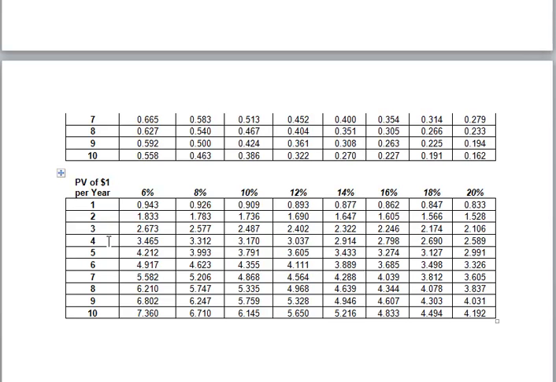That's for 4 years. Your factor is also 4. So basically you're looking for 4 in this row right here. You'll notice as you look across, the numbers tend to get smaller. So the 4 is somewhere on this side, so it's less than 6%.